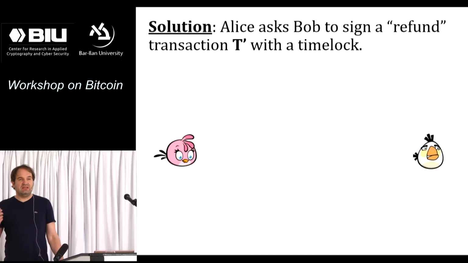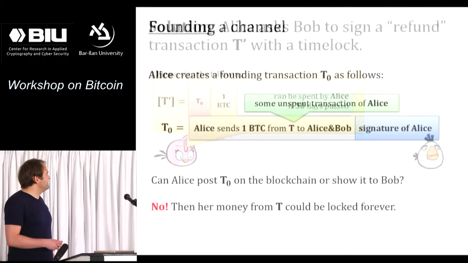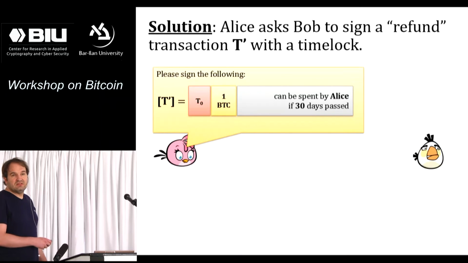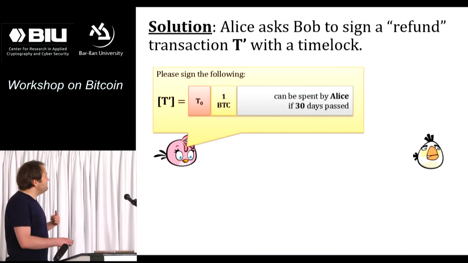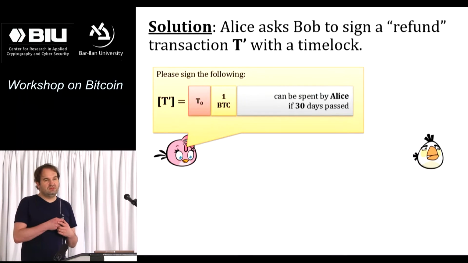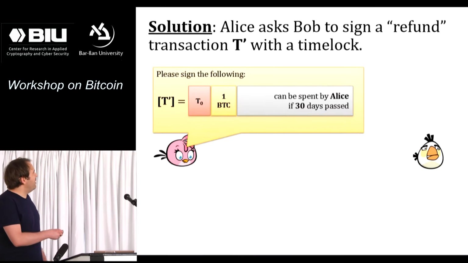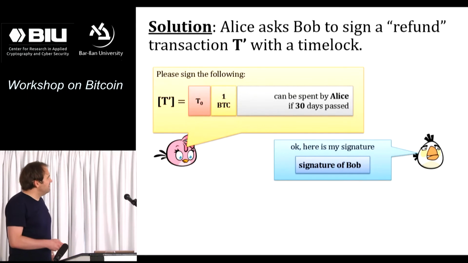This is where we use time locks. It's an example of how time locks are used. Before posting T0, Alice creates a transaction that is claiming T0, and it goes back to Alice. So it's a transaction that goes back to her, and can be posted in 30 days on the blockchain. So there's a time lock of 30 days. And she asks Bob to sign it for her before she actually posts T0. And then Bob signs it.